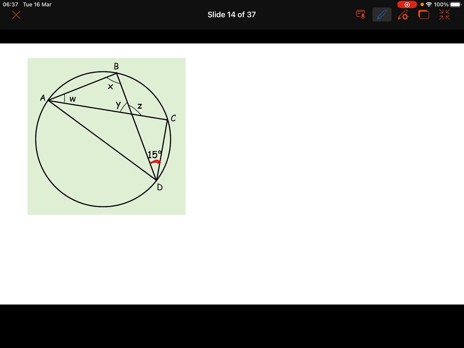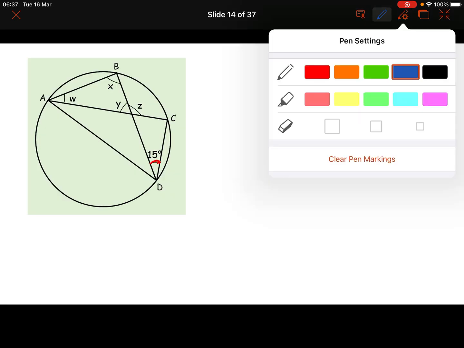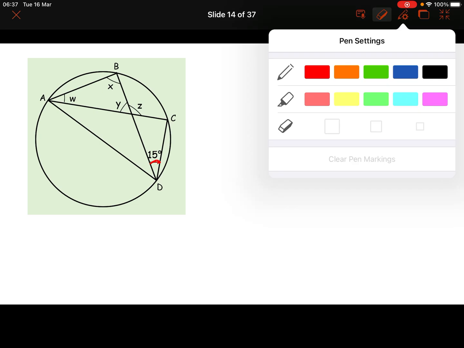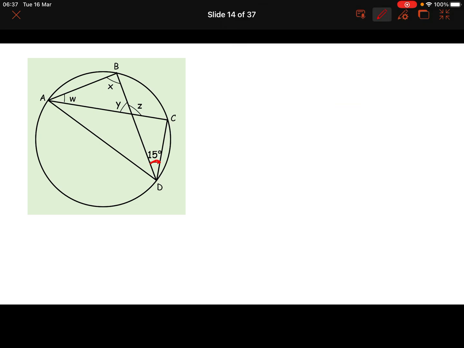So let's use that here. So we need to find these missing angles. So what can we find out? Well, W, I think we could say is 15 degrees because angles from the same chord are equal. Okay, you basically got two angles coming from this same chord here.